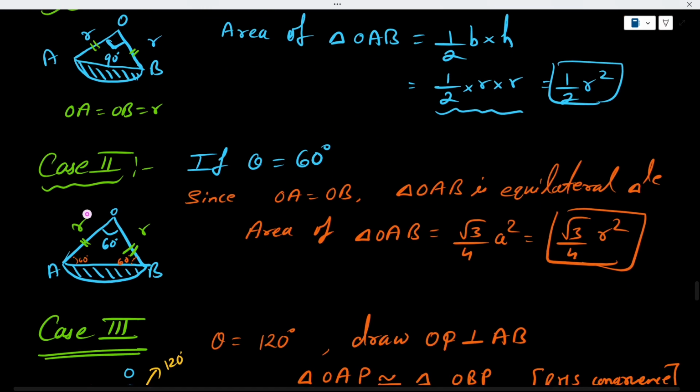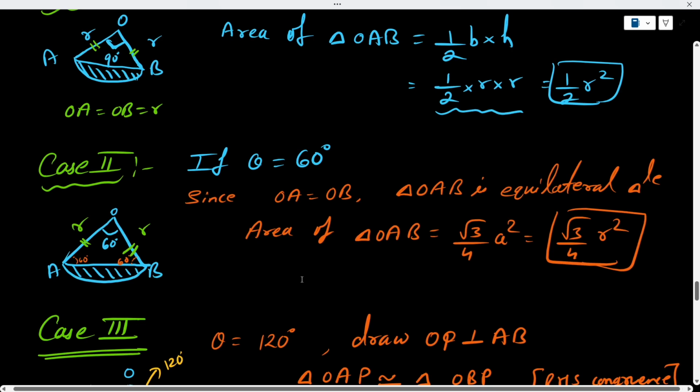Now, if it is a 60-degree angle, how do we take it here? Because it's 60, and you know that it's an isosceles triangle, the base angles also will be 60 and 60 degrees, right? Because the angles opposite to equal sides are equal. So this becomes an equilateral triangle. And how do we calculate the equilateral triangle area? Root 3 by 4 a square, right? And a is your r, because every side is going to be r. So it will be root 3 by 4 r square.